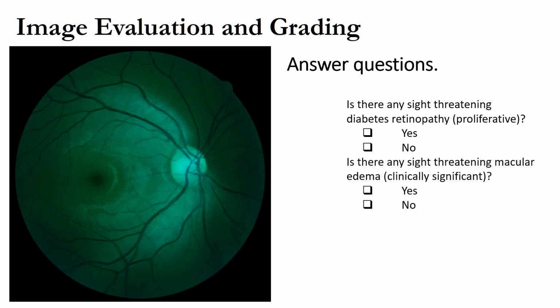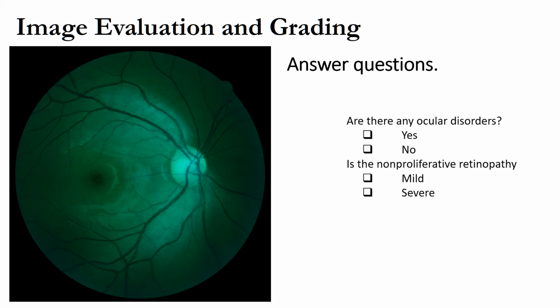The second set of questions will ask, is there any proliferative retinopathy? Is there any clinically significant macular edema? And the last set of questions will ask, are there any other ocular disorders? The last question asks you to distinguish between mild or severe non-proliferative retinopathy. This question applies only if non-proliferative retinopathy is present. It is not answered if proliferative retinopathy is seen.